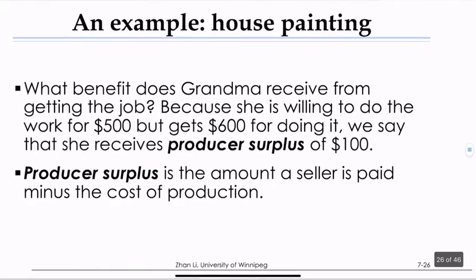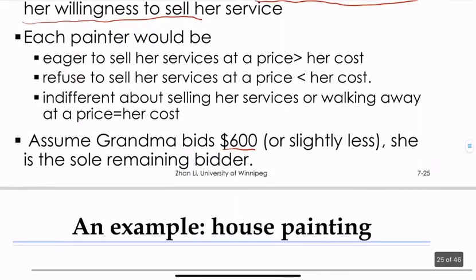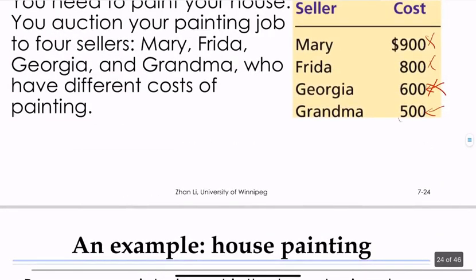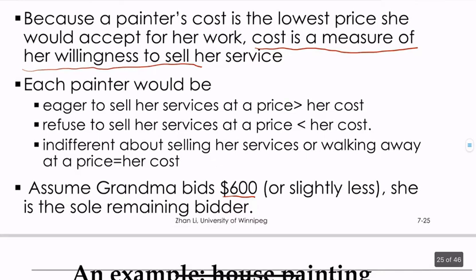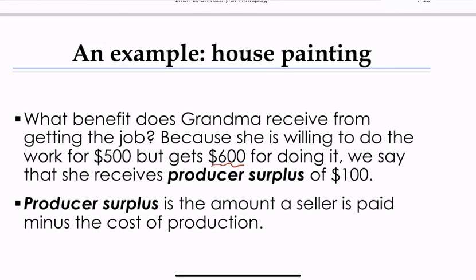So in this case, what is grandma's producer's surplus? Well, you can see that grandma is basically happy to offer this service at $500. But in the end, grandma is actually getting $600. So you could imagine the producer's surplus is given by 600 minus 500. So here, the amount of producer's surplus is 100.